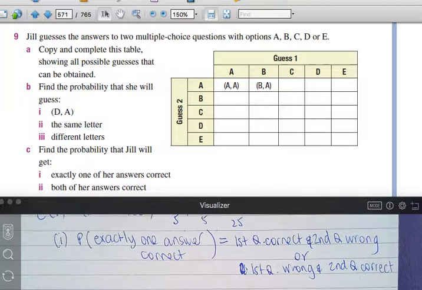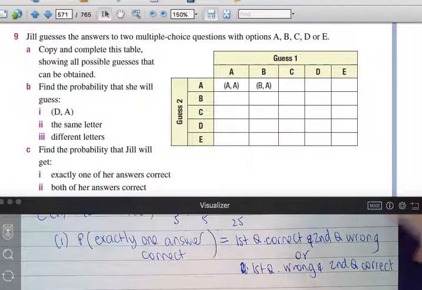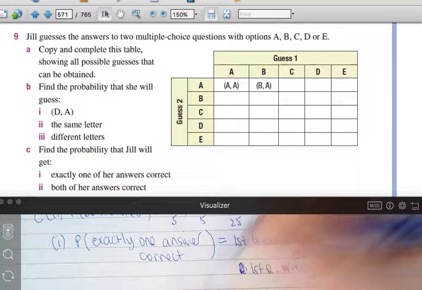Yes or no? So you've got 2 questions and you want to get exactly one question right. You either get the first one right and the second one wrong, or the first one wrong and the second one right. Do you get what I'm saying? Now, if I say first question correct and second one wrong, in probability, "and" is always times.